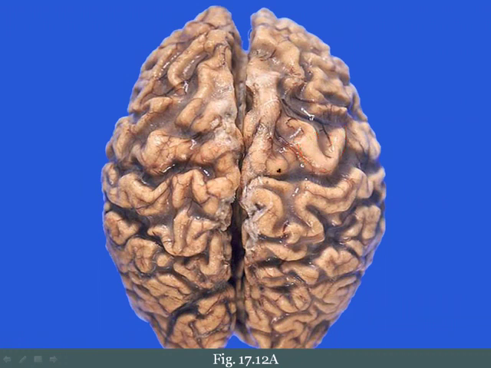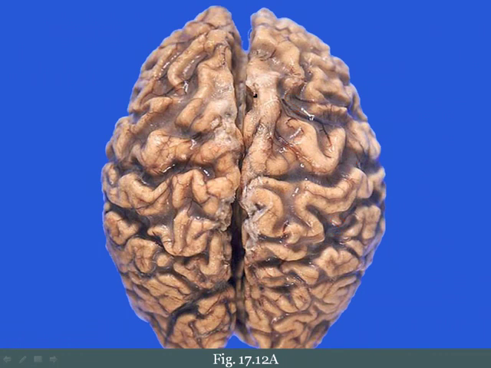In addition, notice that you've got these spaces here between the gyri, here and here, for example, and here. These are called the sulci. And so the second finding will be that you'll get widening of the sulci. So again, diffuse atrophy with narrowing of the gyri and widening of the sulci.